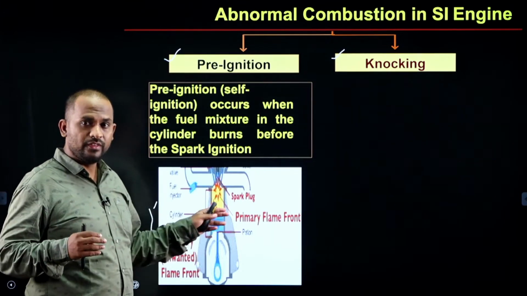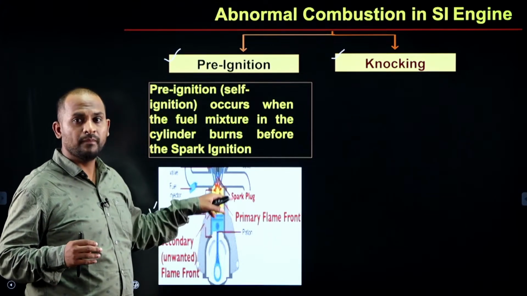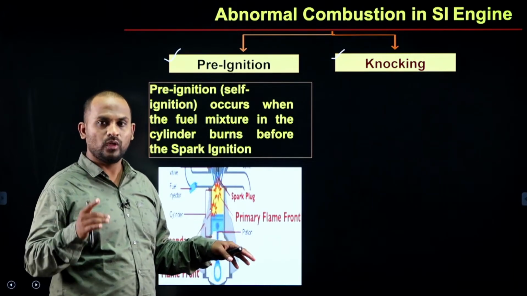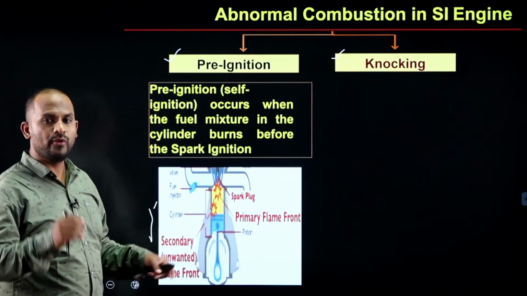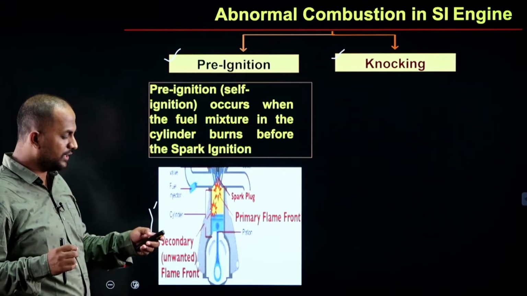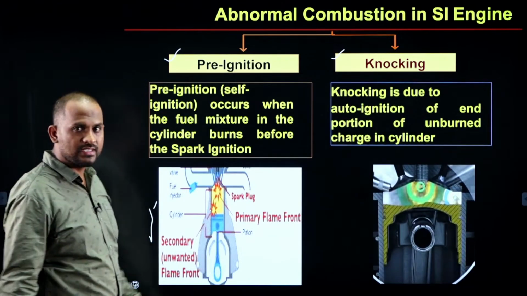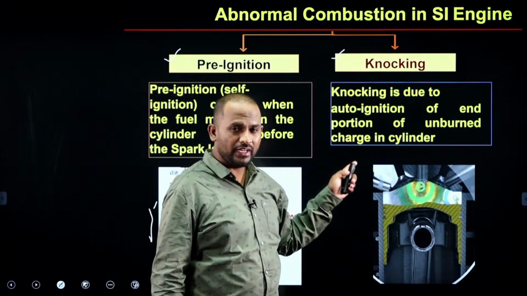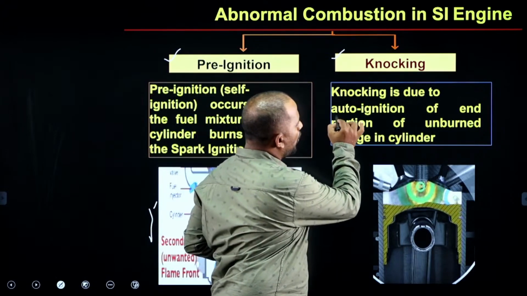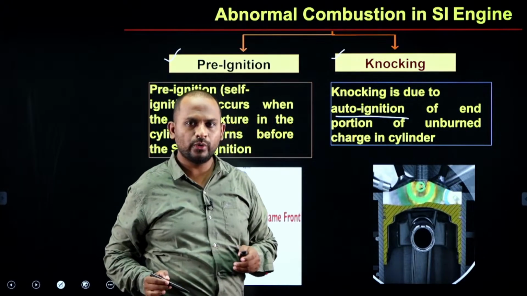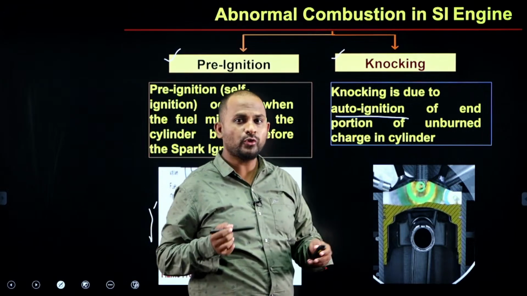Now what happens is that this flame and that flame collide, and that causes abnormal combustion. That is what pre-ignition means. Then what is knocking? Knocking is due to the auto-ignition of the fuel. Now how does the auto-ignition happen?